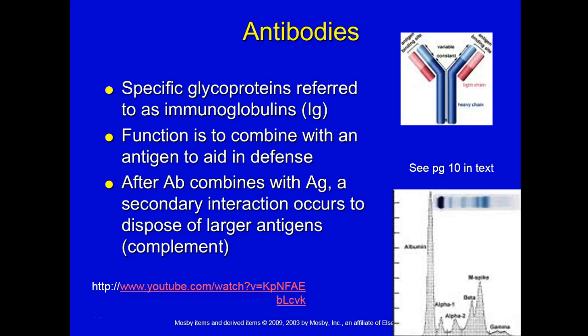All right, so we just talked about antigens and what those are. They're connected to all your cells, right? Let's talk about these antibodies that your body will produce to fight off foreign antigens. Antibodies are specific glycoproteins that are referred to as immunoglobulins. The function is to combine with an antigen to aid in the defense, okay, to help the body stay healthy. And after the antibody combines with the antigen, a secondary interaction occurs to dispose of those larger antigens, and that's known as complement that we'll get to in week 4.